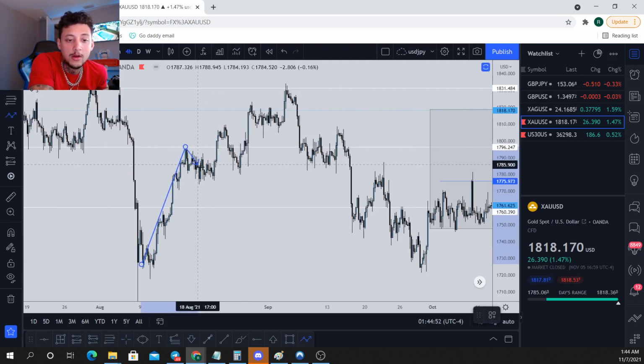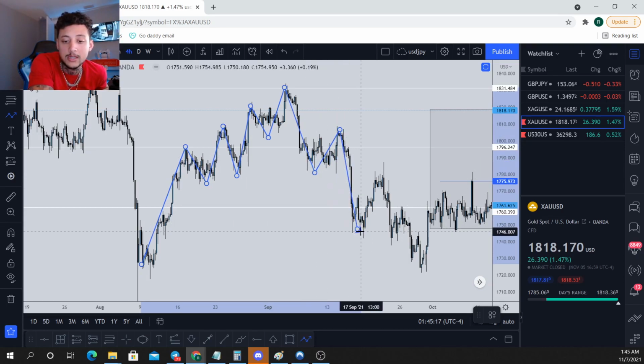Right here we have a higher high, higher low, higher high, higher low, higher high, higher low, higher high, break of structure. Notice how when price broke this previous higher low that we have here, price came all the way back up, retested, formed a lower high point, and then continued to trade lower, making that three-leg extension. What happened after that three-leg extension?